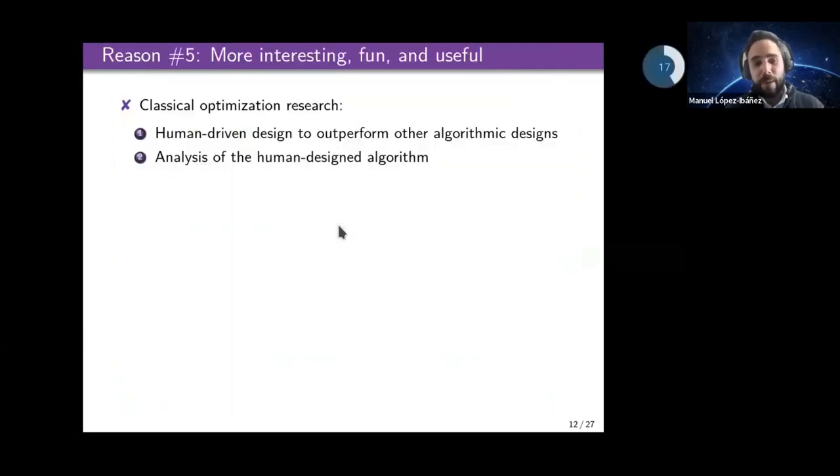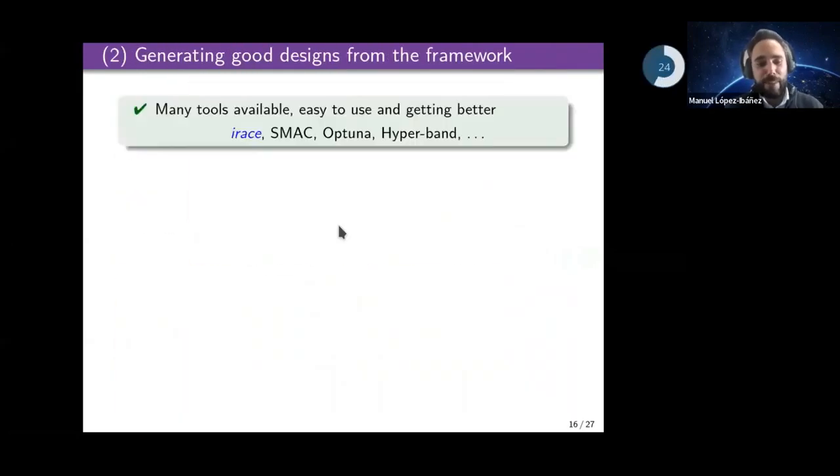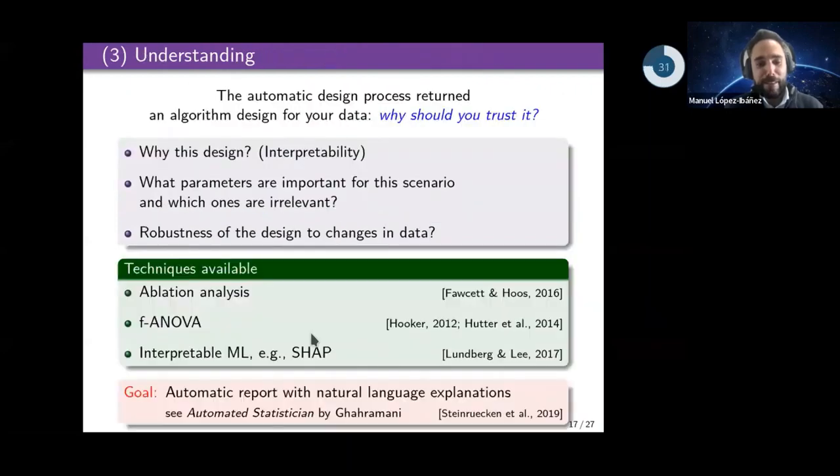For example, one thing I realized soon is that the system that Ghahramani proposed for the automatic statistician is actually an automatic design system, in the sense that it's taking models from a design space and using an optimizer to search the design space.